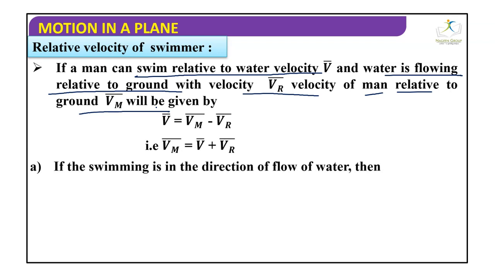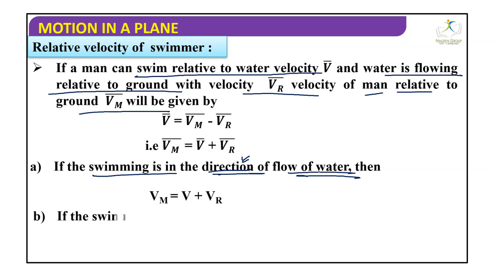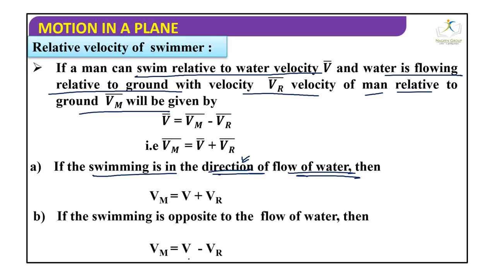If swimming is in the direction of flow of water, in that case Vm is equal to V plus Vr, and swimming in the opposite direction of the flow of the water, Vm is equal to V minus Vr. Same direction, plus, and opposite direction, minus.